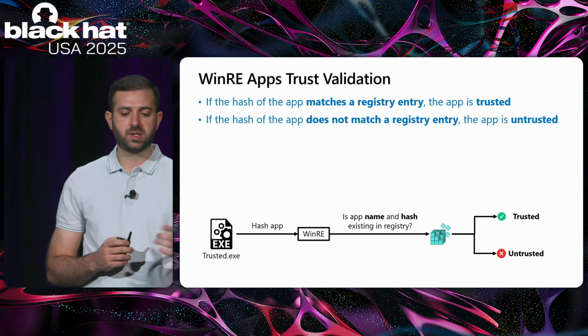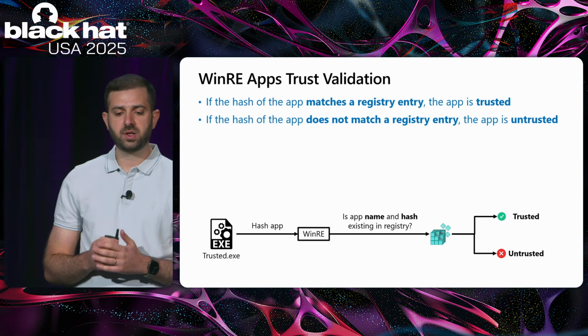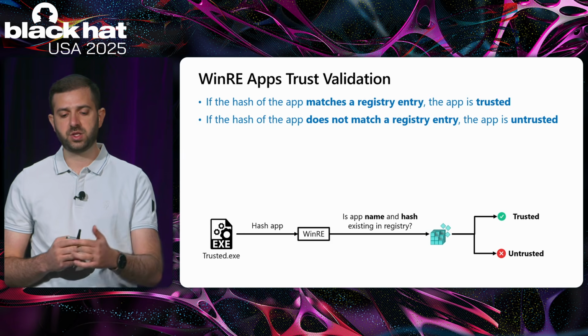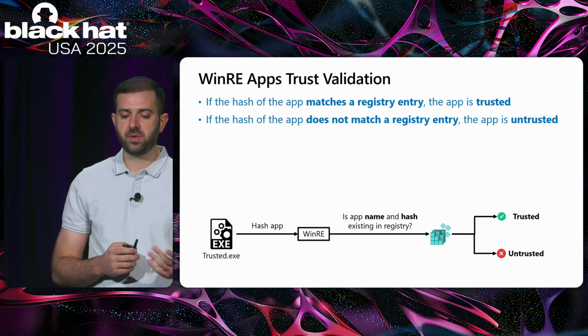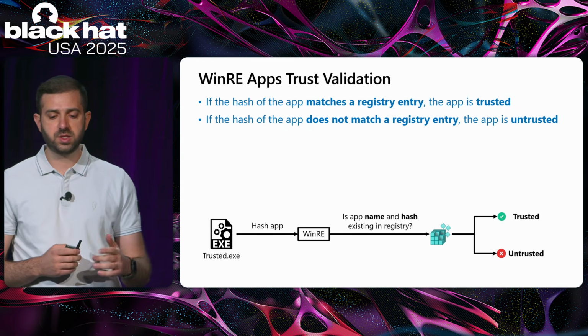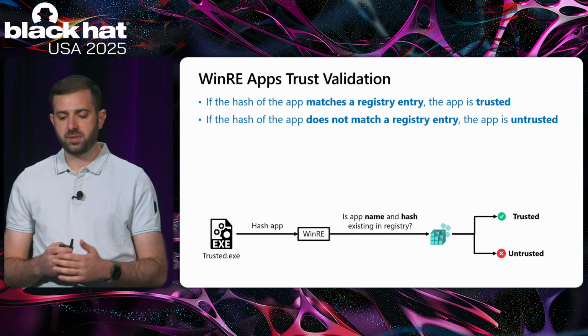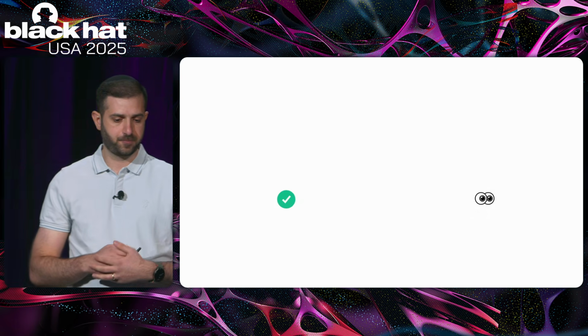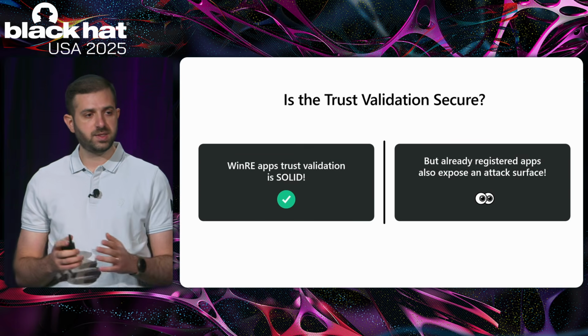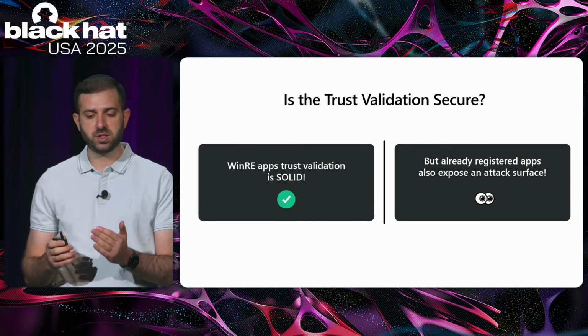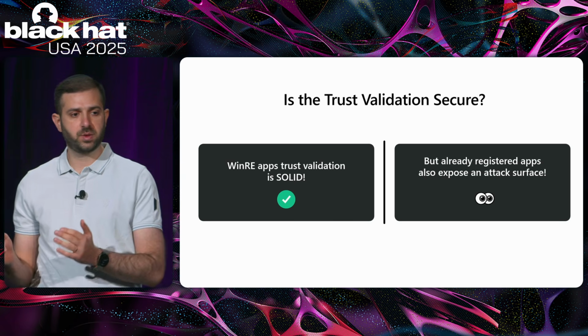Now, when WinRE is scheduled to run a trusted application, it first calculates the hash of the target application and then searches for a match in the registry. If a match is found, the application is marked as trusted. If no match exists, the application is marked as untrusted. The main OS volume gets relocked, and later the application gets executed. Overall, that sounds like WinRE trusted application validation is solid and works properly, right?